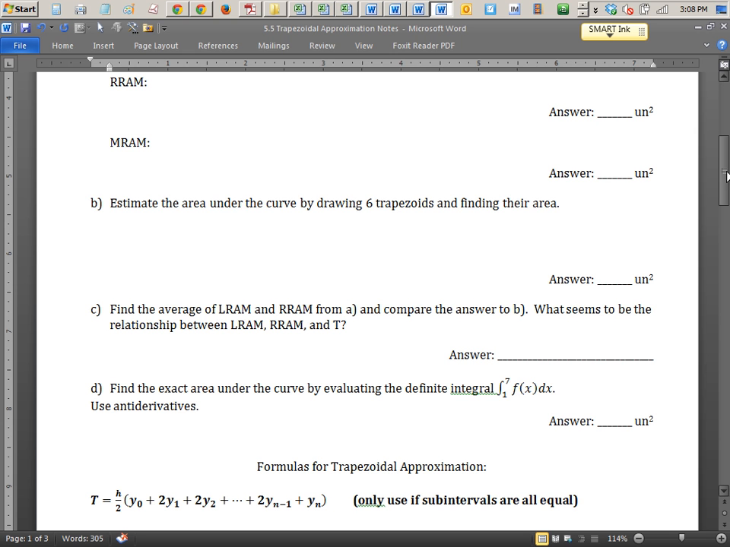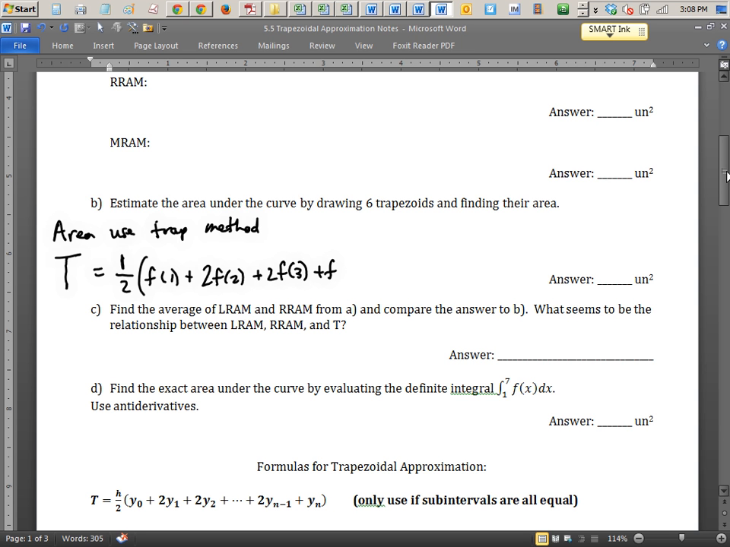Okay, so here's the answer for our problem. The area using the trap method, which we'll just call T. We've used MRAM, RRAM, LRAM, and now we're going to use capital T. T is going to be h over 2, so h is just 1 for each trapezoid, times f of 1 plus a pair of f of 2's plus a pair of f of 3's plus a pair of f of 4's, plus a pair of f of 5's plus a pair of f of 6's plus a lonely f of 7. So the first and last do not get doubled up.